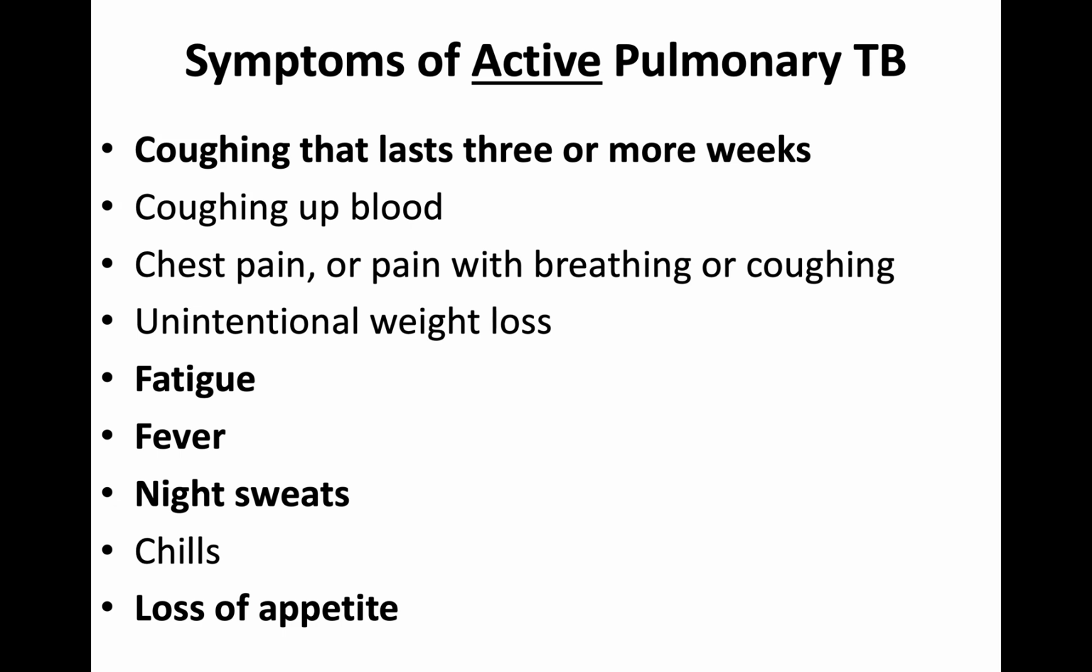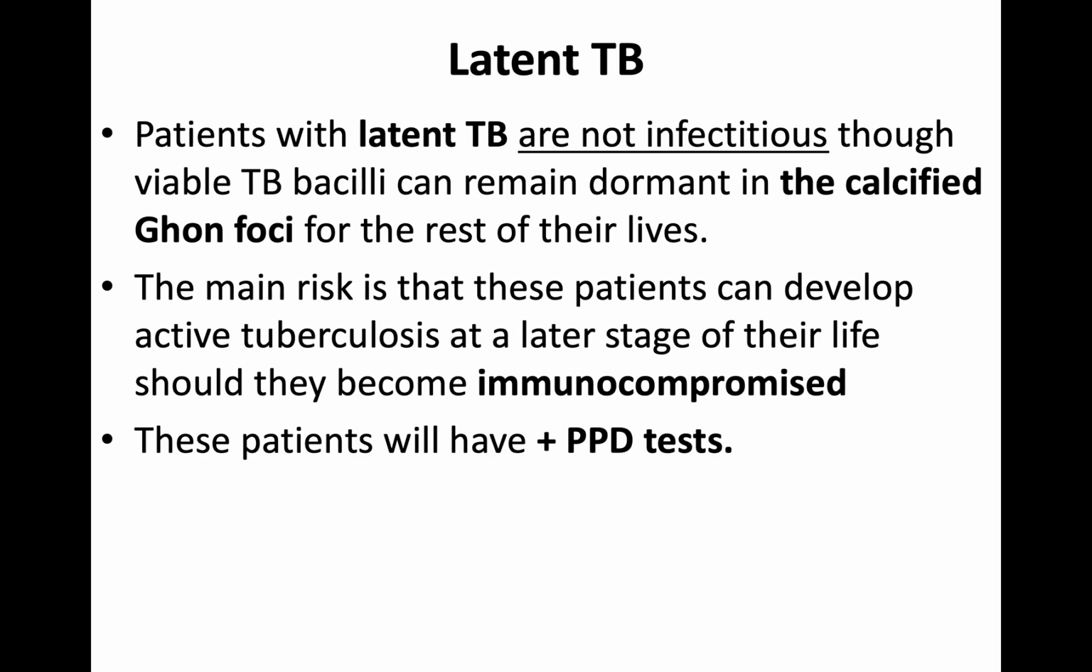So we'll go back to when someone actually develops active TB. What does that look like? People with active TB are sick. It's not going to be a very subtle presentation, at least not if they've had it going for a week or two. It's a very significant cough. Sometimes they can be coughing up blood. They can have chest pain with breathing and coughing. They begin to lose weight. They're fatigued. They have fevers, night sweats, chills, loss of appetite. So again, people with active TB are quite ill.